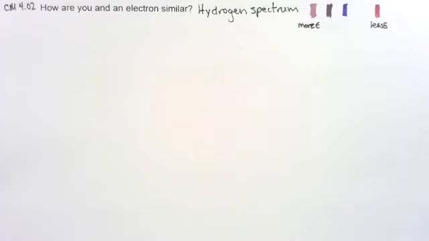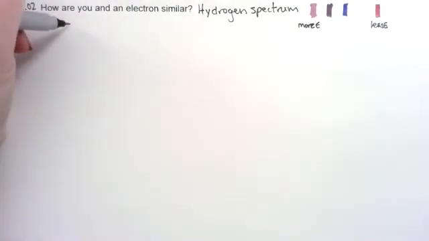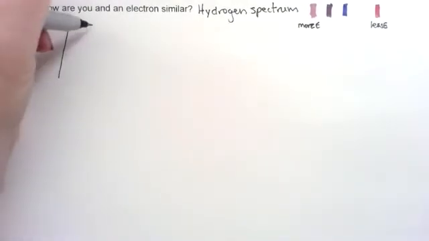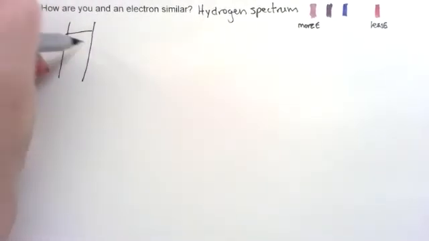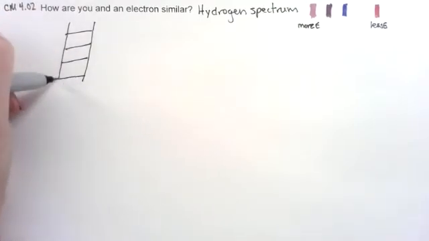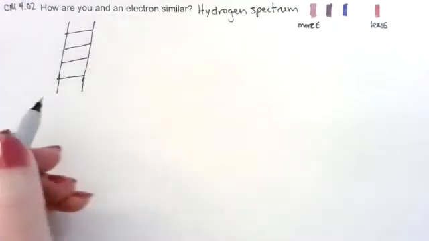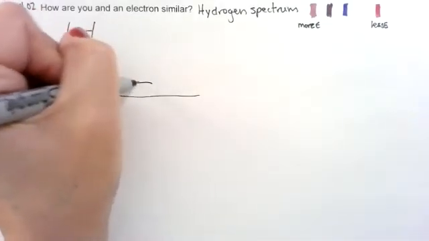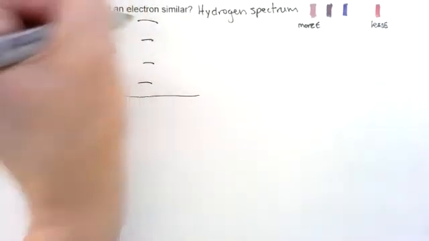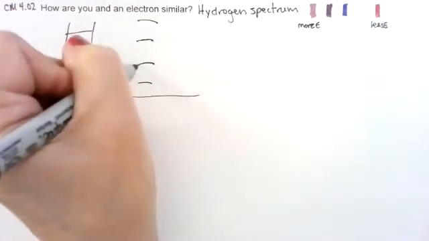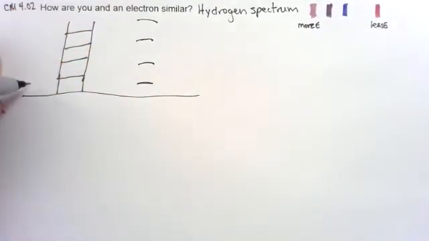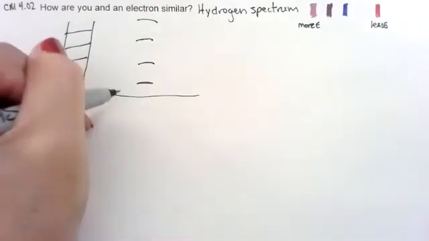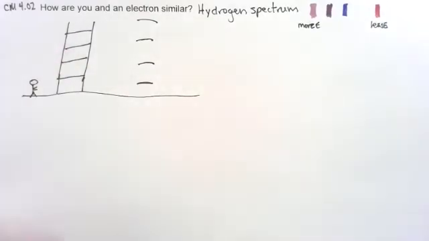So let's use what he figured out and compare that to you climbing a ladder. We're going to need a picture of a ladder, which means I have to draw. Yikes. We're going to give ourselves some ground here. And then we're going to do a different kind of ladder, a ladder without rungs. And we're going to put you on the ground, and we're going to do an electron.